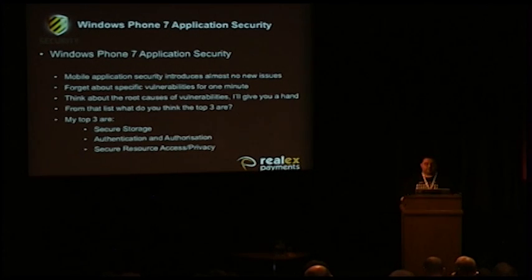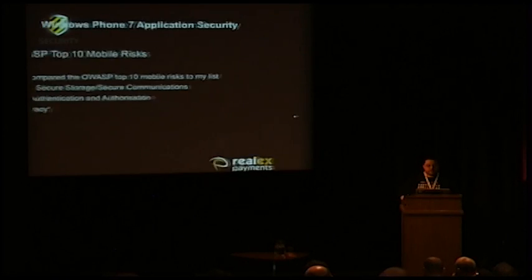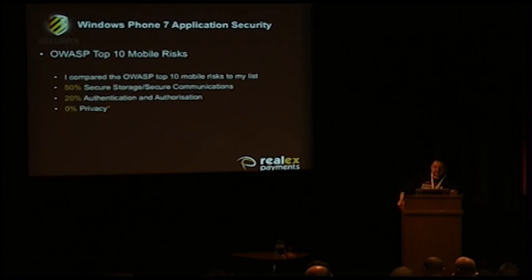So I'll explain why I've picked those 3. What I wanted to do was make sure that I'm not just making this up by myself. I went and compared that top 3 to the OWASP top 10 mobile risks. I found that 50% of that top 10 were related to secure storage and secure communications, 20% to authentication and authorization, and actually 0% privacy. I put an asterisk there because when I saw that, it raised a question that I've probably not asked myself in the past around whether violations of privacy and privacy concerns are application security's problem.